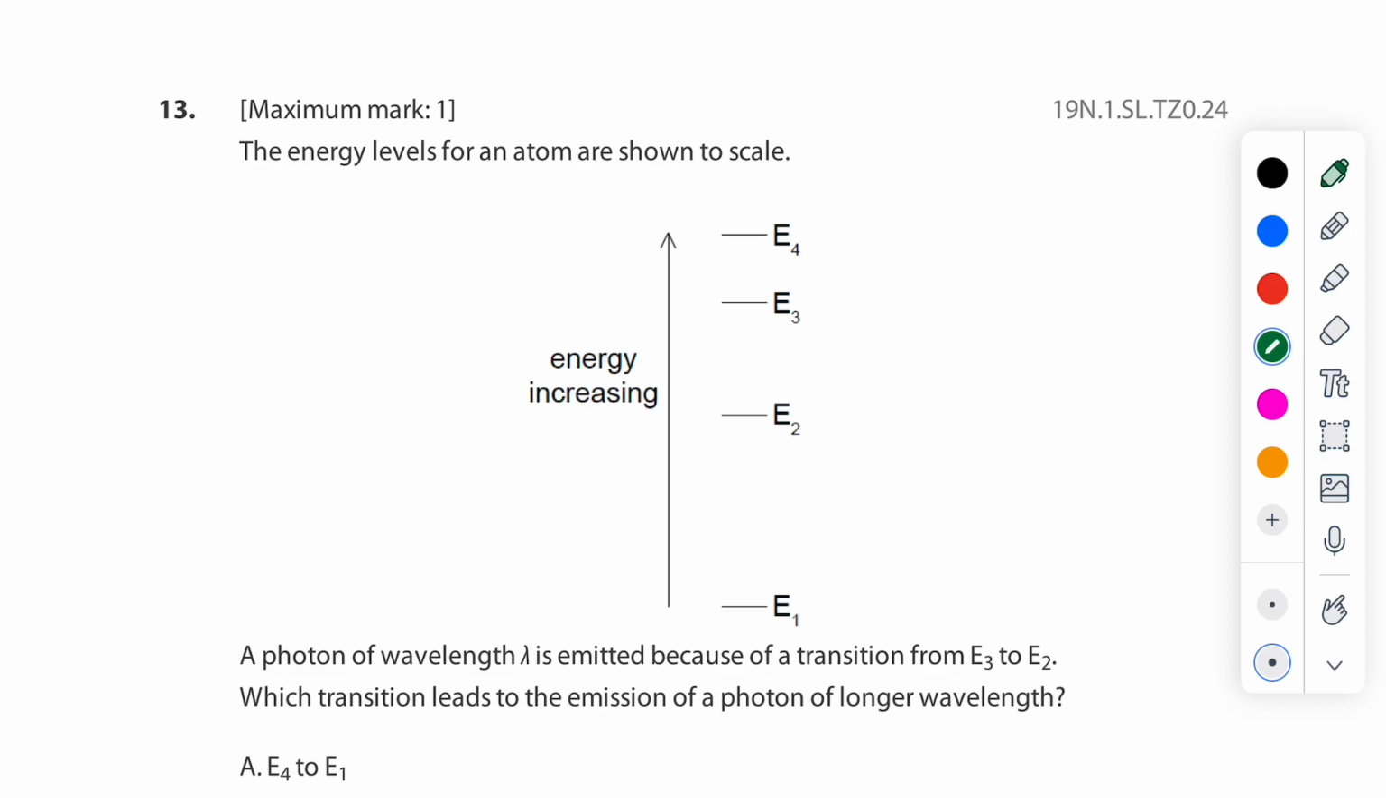Longer wavelength means nothing but what? Energy has to be the smallest one, because we know that energy equals hc upon lambda. Longer wavelength means the energy has to be smallest because they are inversely proportional to each other. So which one is having the smallest one? We can see that E2 to E4, this gap is the smallest among all. So option B is going to be the answer.